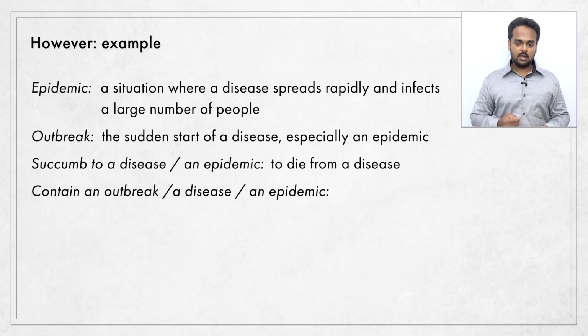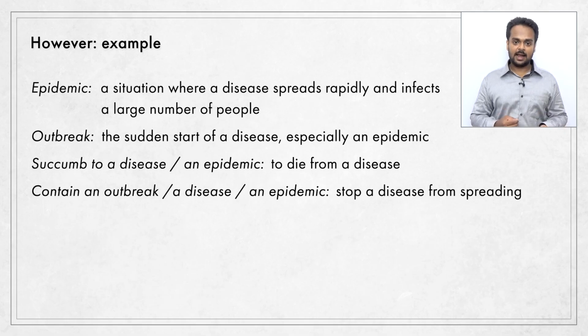Next is succumb. The B at the end is silent, so it's pronounced succumb. This is a more formal, more academic word, which means to die from a disease. So if a person succumbs to a particular disease, then they die because of that disease. And finally, the last item is to contain an outbreak, disease, or epidemic. This simply means to stop a disease from spreading. Usually this is done by government health agencies. Once they have stopped the spread of a disease, they will announce that it has been contained.